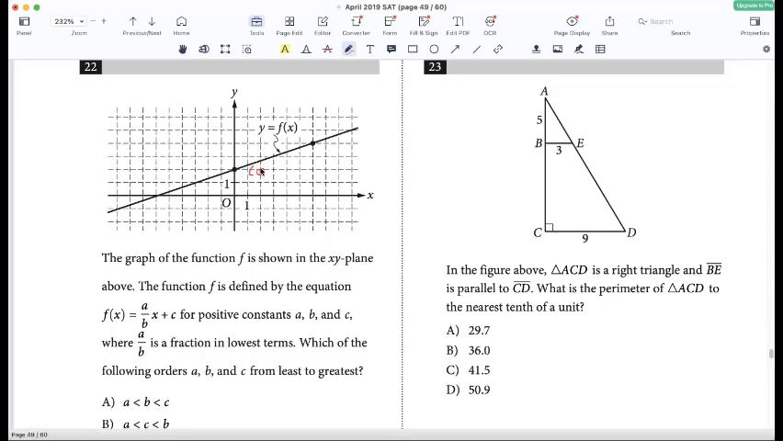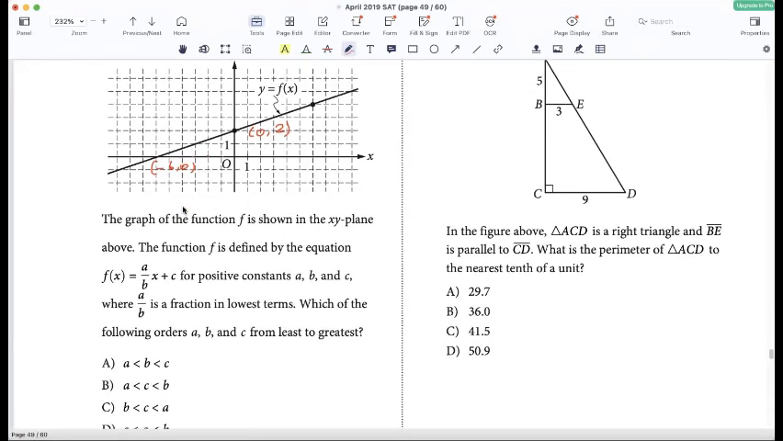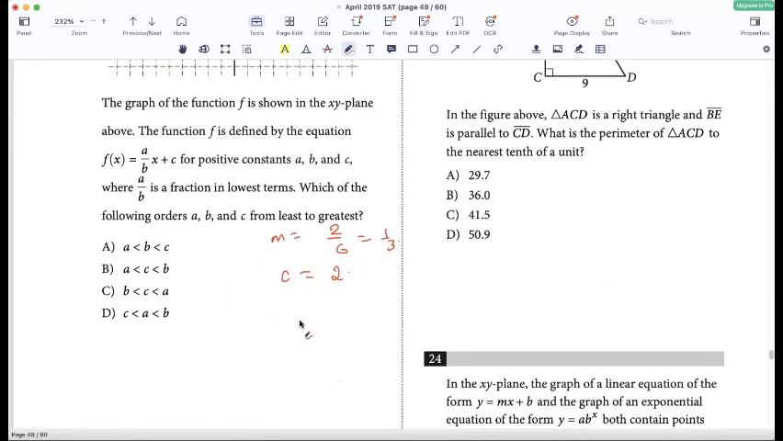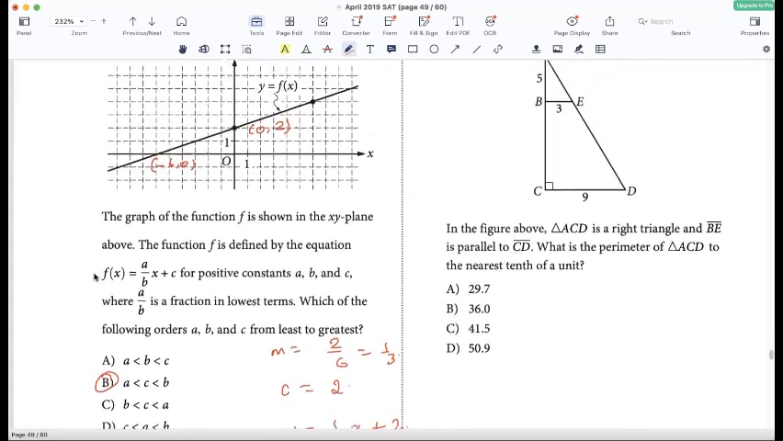Okay, so the y-intercept is (0, 2), and the x-intercept is (-6, 0). So the slope will be 2 by 6, which is 1 by 3, and the y-intercept will be 2. So the equation would be y = 1/3 x + 2. So a is 1, b is 3, and c is 2. So a < c < b. Option B.